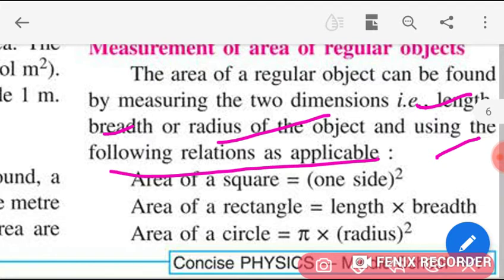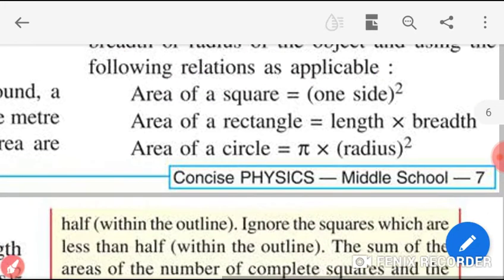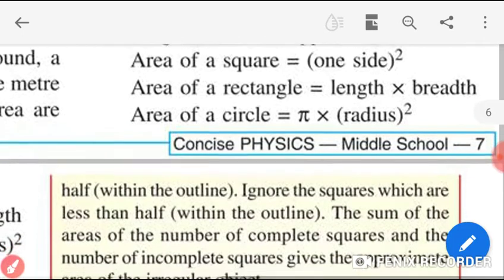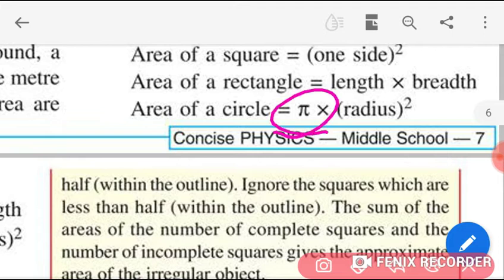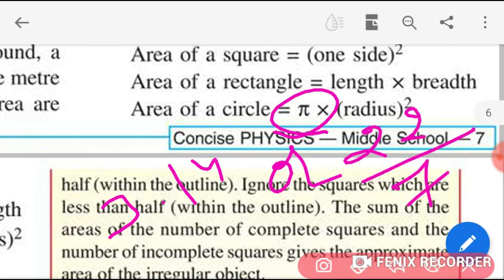What are they? First of all, area of a square. We know that it is side squared. Area of a rectangle is equal to length into breadth. And what is the area of a circle? Pi r square. What is the value of pi here? 3.14, or we can say it as 22 by 7.